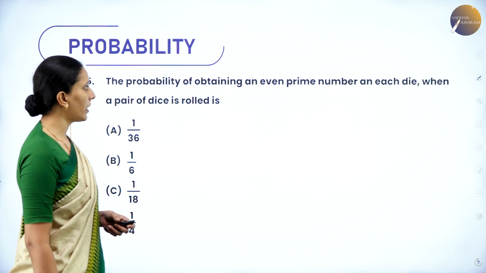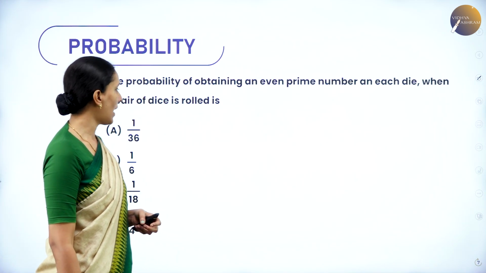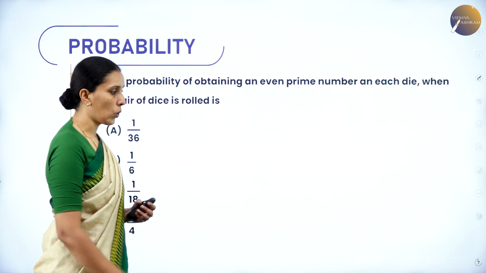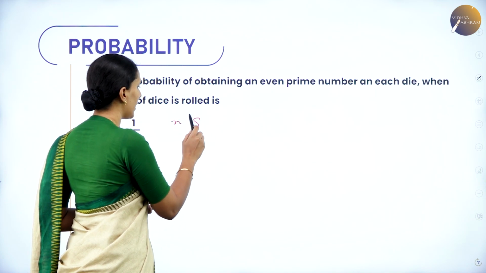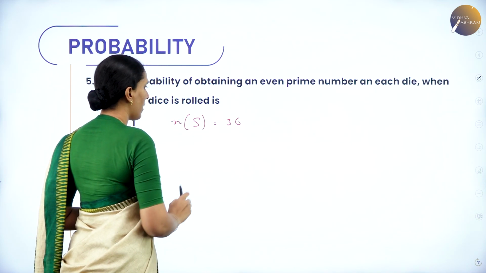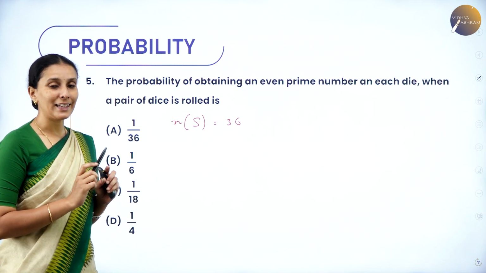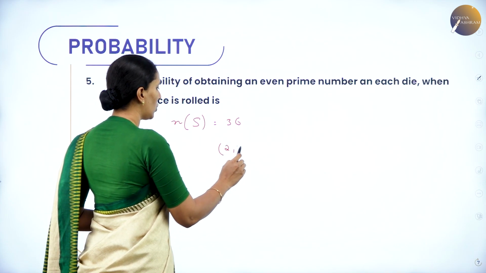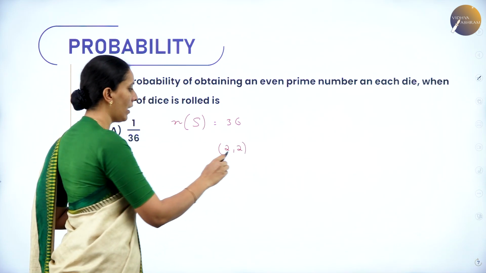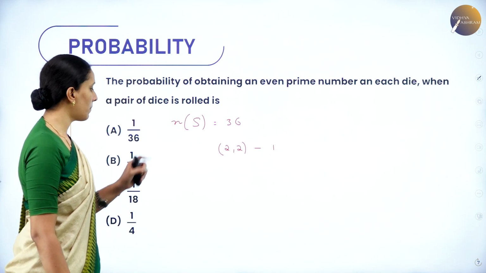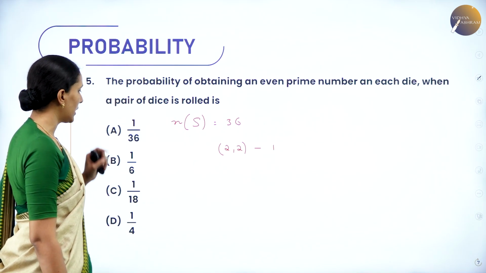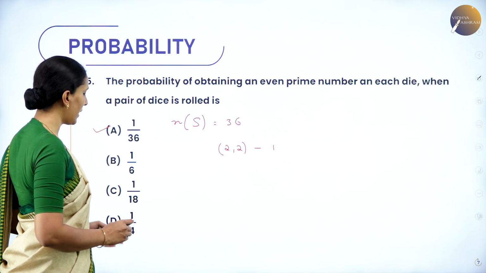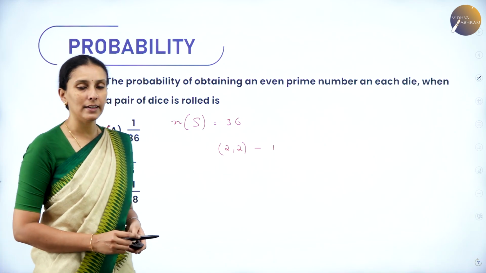The probability of obtaining an even prime number on each die when a pair of dice is rolled. We know that when a pair of dice is rolled, the sample space contains 36 outcomes. And the only possibility of getting an even prime number on both dice is 2, 2. So we have only one favorable outcome, hence the probability will be 1 by 36, that is option A. The rest of the options are 1 by 6, 1 by 18 and 1 by 4. So option A is the right answer.